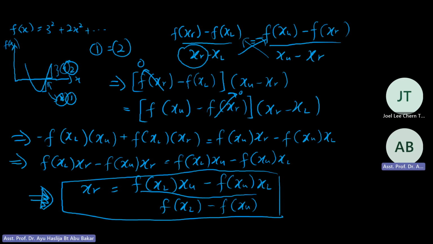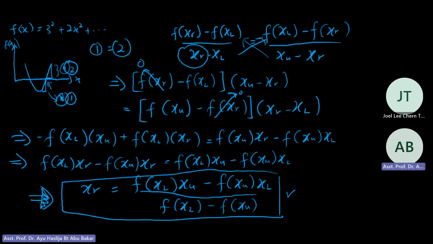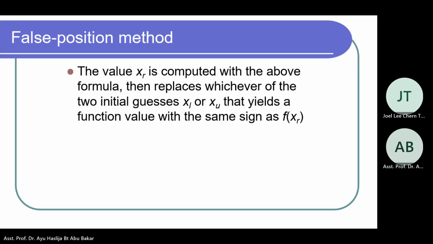Okay, so in the midterm test or final exam, you can directly use either this equation or this equation. This equation will be given, no worries. Okay, will be given, no need to memorize. But you should know which one is the false position equation, which one is the bisection equation, because both are to determine the XR.